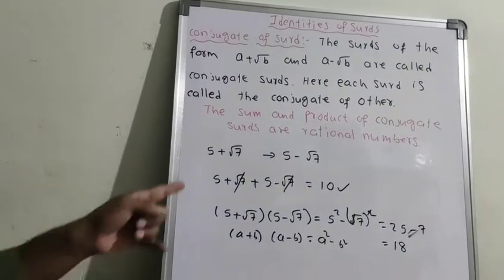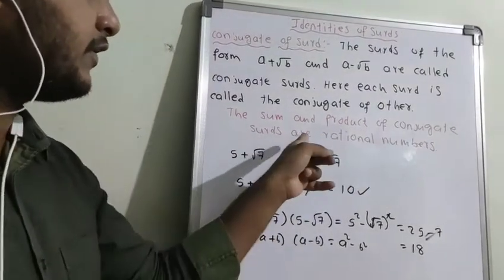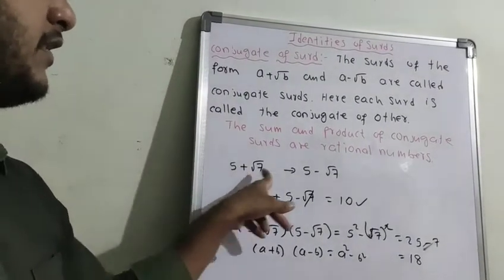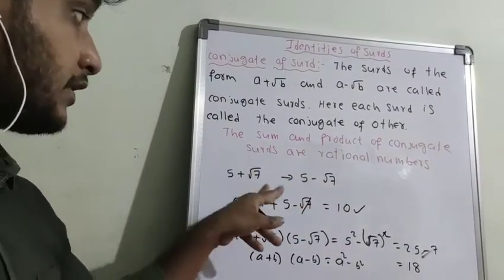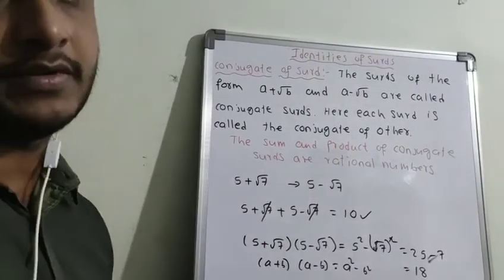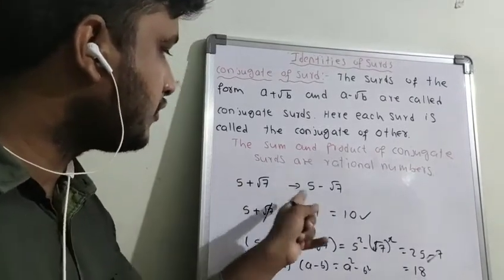18 is the answer. So the sum and product of conjugate surds are rational numbers. And how to write the conjugate? Simply change the sign. If it is plus, change it to minus. Only the sign between the two numbers we have to change, not before the first one, not after the second one.